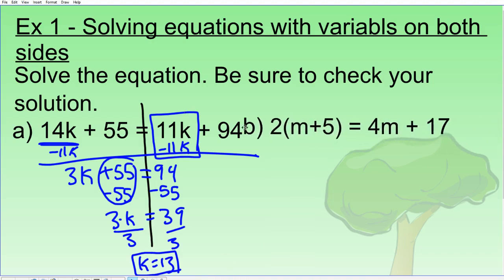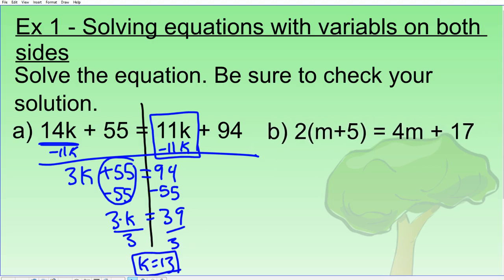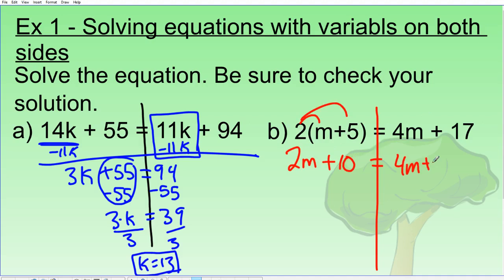Letter B. Will you fit out here? Yeah, you will. Okay, here's letter B. So the very first thing I'm going to do, parentheses, distribute. So 2 times m is 2m, 2 times 5 is 10. On the other side, I'm just going to copy him down. Get rid of parentheses. Done. Check for like terms. I cannot combine anything here. I cannot combine anything here.